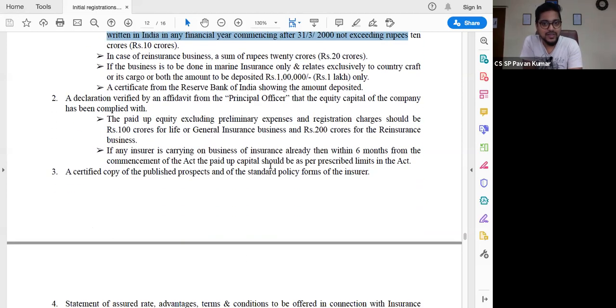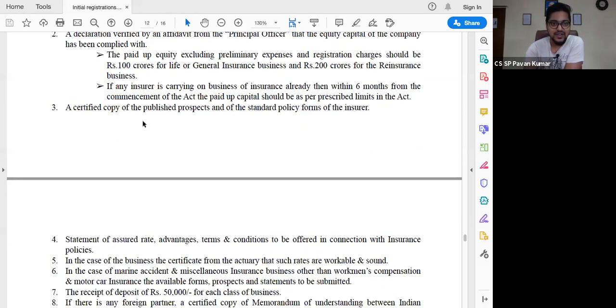After depositing that amount, a declaration and verification, an affidavit from the principal officer, that the equity share capital requirement of the company has been complied with. So minimum capital requirements are there. In case of life insurance, it is 100 crores, and in case of reinsurance, it is 200 crores. This is the minimum capital condition that I'm supposed to have if I'm going to have an insurance company. So I make the initial deposit, the security deposit. Second, I make a declaration saying that my capital criteria is satisfied.